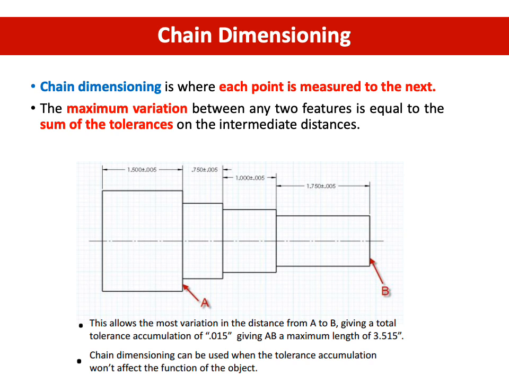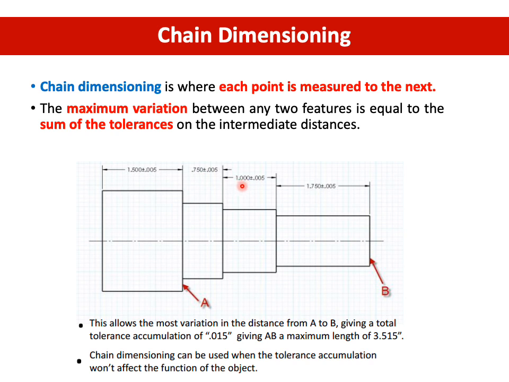Chain dimensioning is where each point is measured to the next. The second point is that the maximum variation between any two features is equal to the sum of the tolerance on the intermediate distances. So here if you want a distance, you need to calculate the distance from point A to point B. First of all, you add up the sum of your size dimensions.